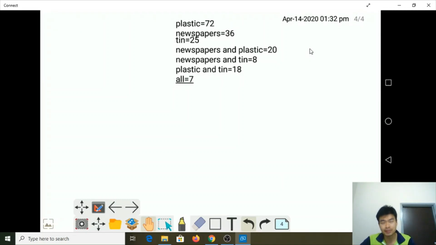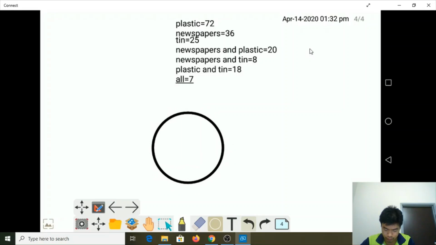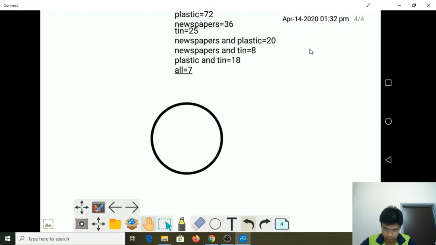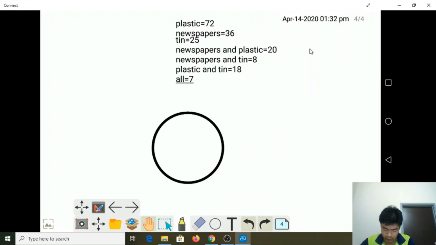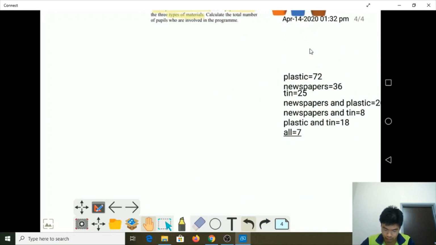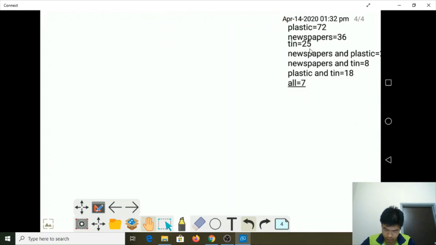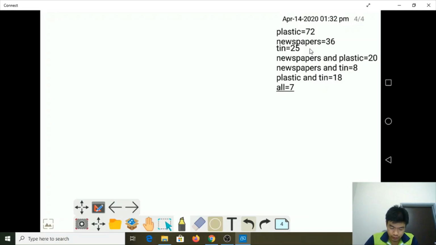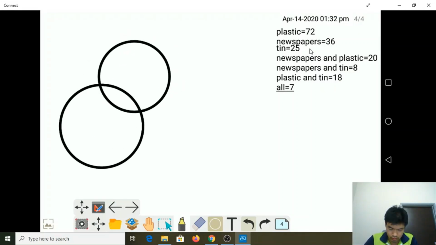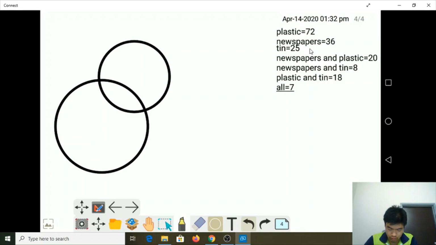Okay, we have 3 sets. Therefore, I'm going to construct 3 circles. First circle. Okay, let me draw it over here so that you can see better. First circle over here, second circle over here, third circle over here.